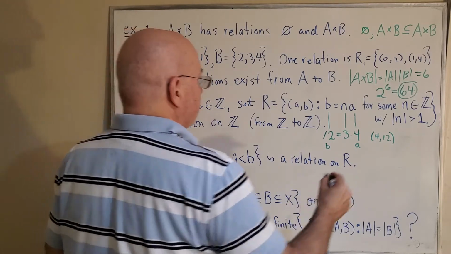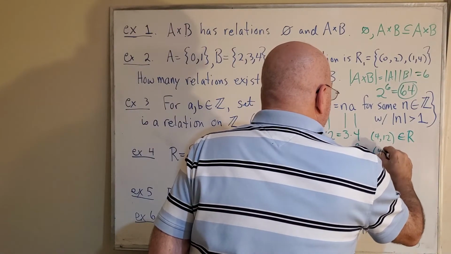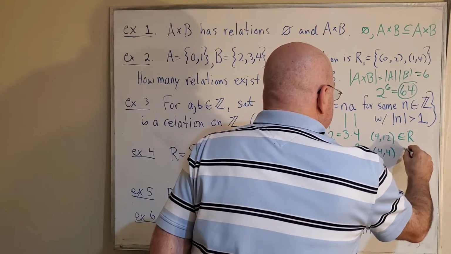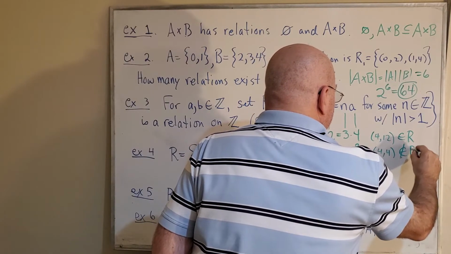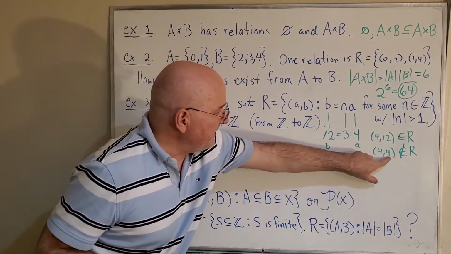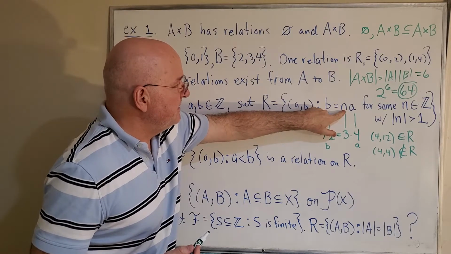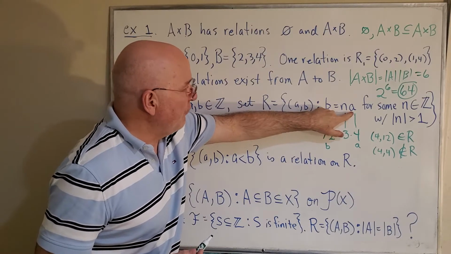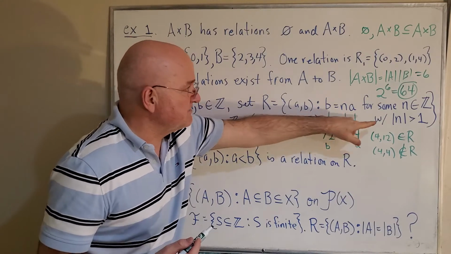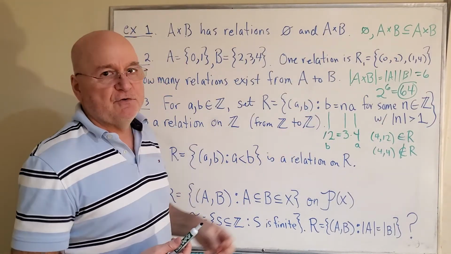So I could say (4, 12) is an element of R, but (4, 4) is not an element of R. Because when B is 4, there's no integer n with an absolute value greater than 1 that you could multiply 4 by that would give you 4.